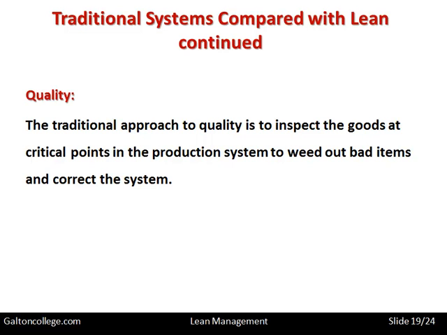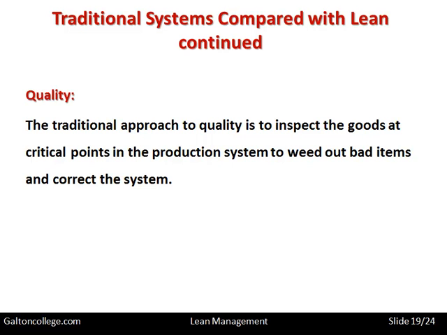The quality, well, the traditional approach to quality is to inspect the goods at critical points in the production system to weed out bad items and correct the system. So with a traditional system, there may be quality personnel, people who are dedicated to checking the quality, who go along the line and randomly pick up components as they are being produced and test the components for their quality. It's like a statistical test to see what the quality is like, if the production is within the tolerances that are required. So that's the traditional way in which quality is checked.